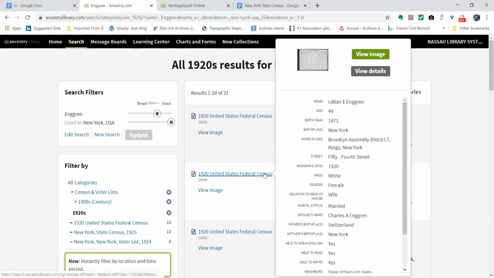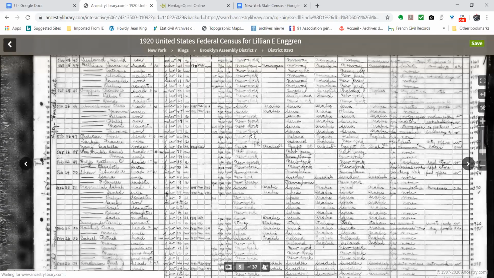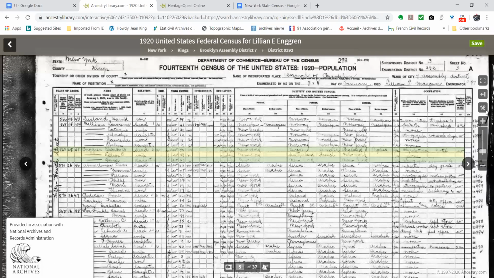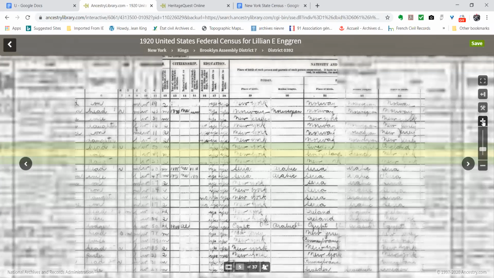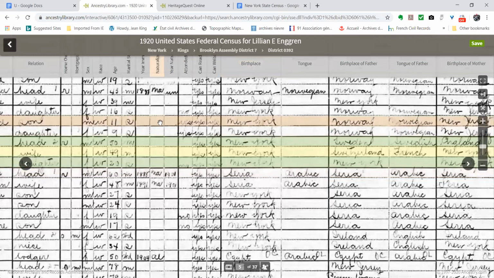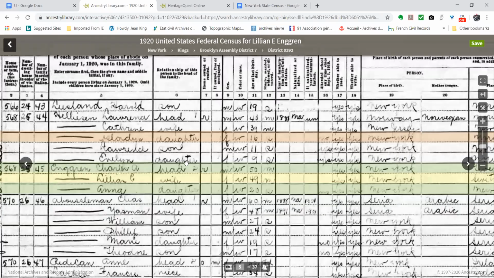Okay, go back to that. So again, sometimes it's not the easiest to read. So in 1920, this is whether they own the home or renting the home.